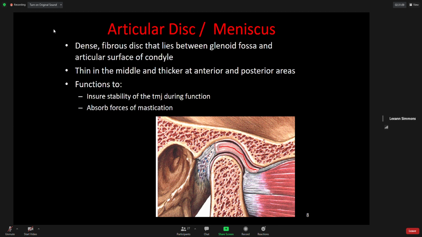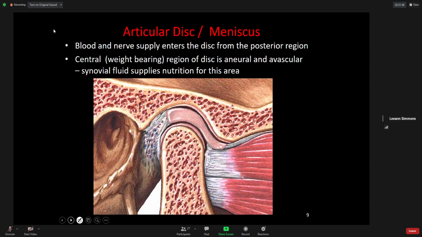But it has an important function as any disc does in any joint. The disc between the vertebrae, the discs in your knees. It functions to absorb forces of mastication, so you're not working bone on bone. And it also helps to ensure stability of the joint during the function of opening and closing the jaw. It's a very, very complicated disc here, or structure here. So again, you get nerve supply from the posterior region of this joint only to this disc.